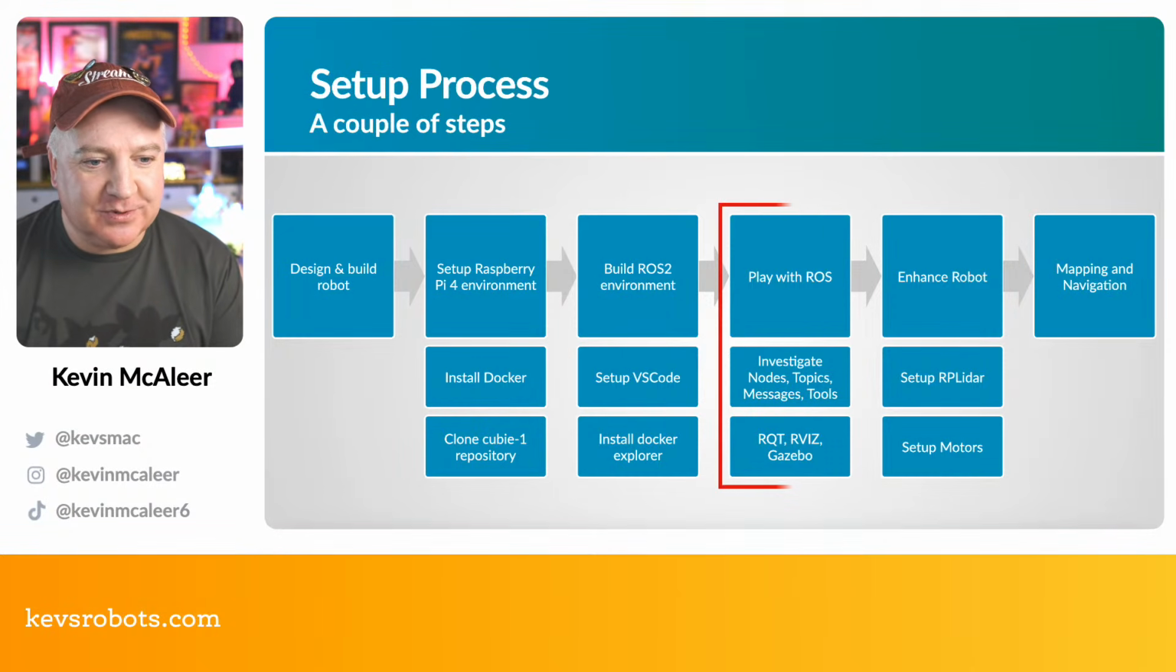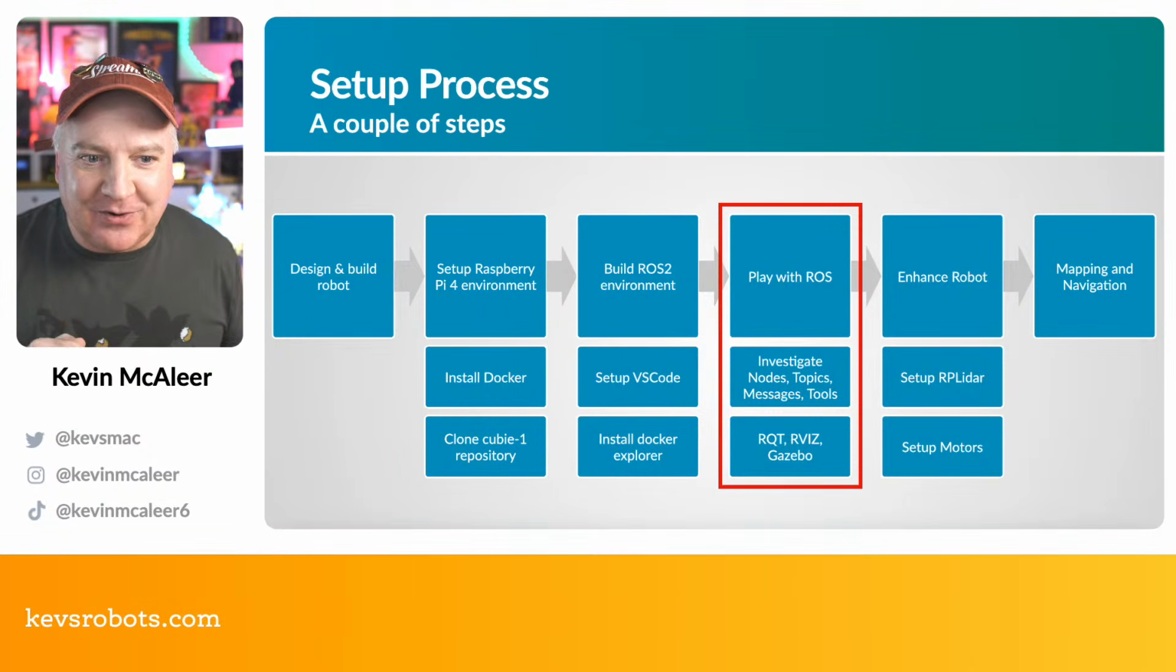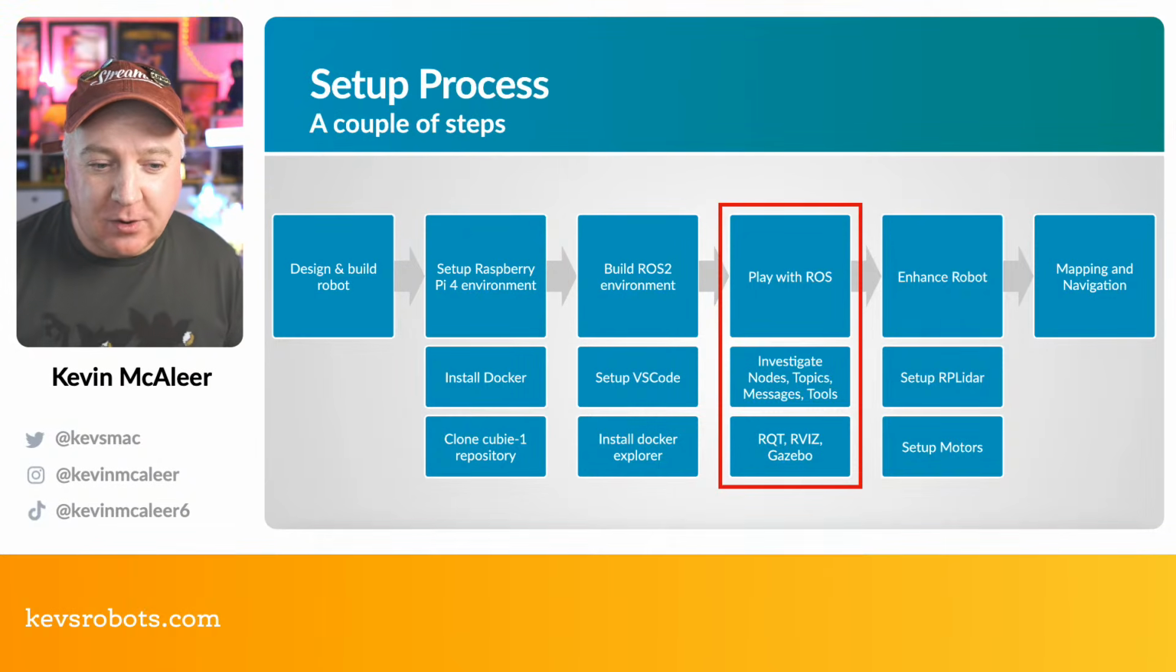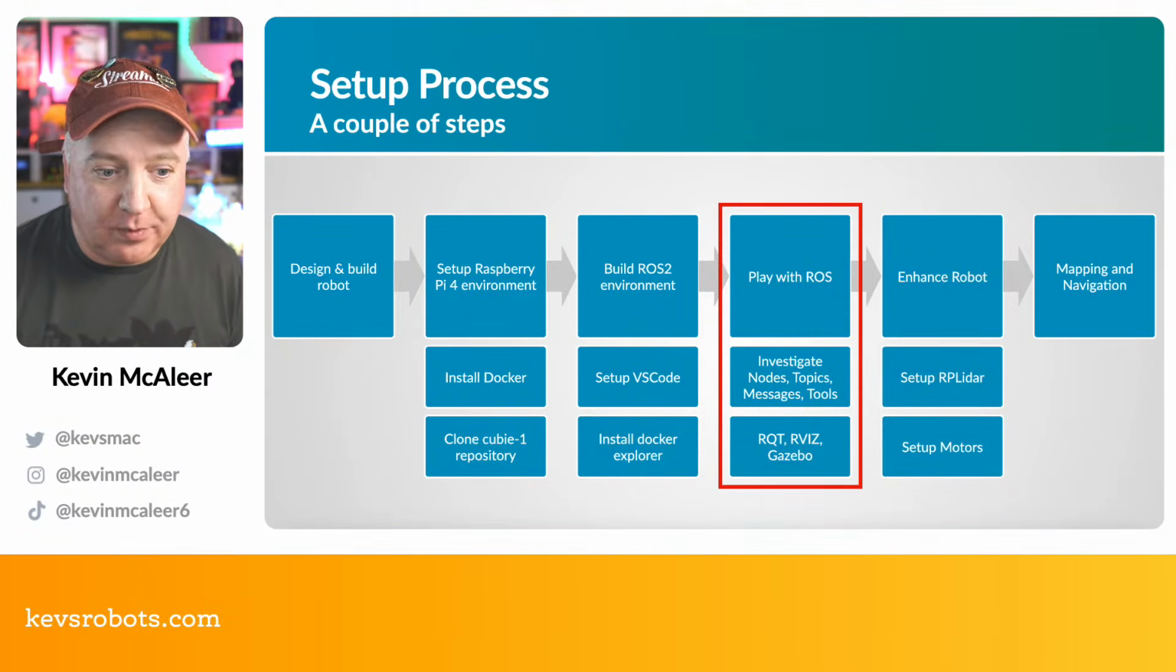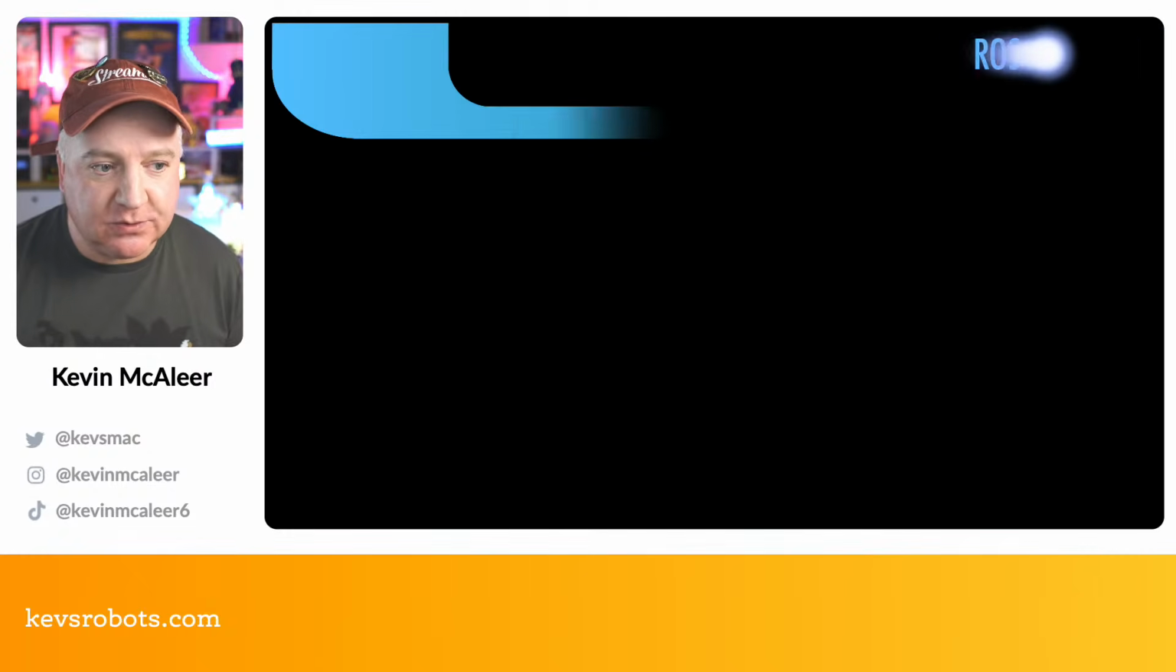So the setup process, we looked at this last week. I've added this extra little box in here. So we're going to play with ROS today. We're going to investigate nodes, topics, messages, tools. We'll have a quick look at RQT, RVIZ and Gazebo, but it's probably best if we save that when we get the LiDAR up and running, which hopefully will be very, very soon.